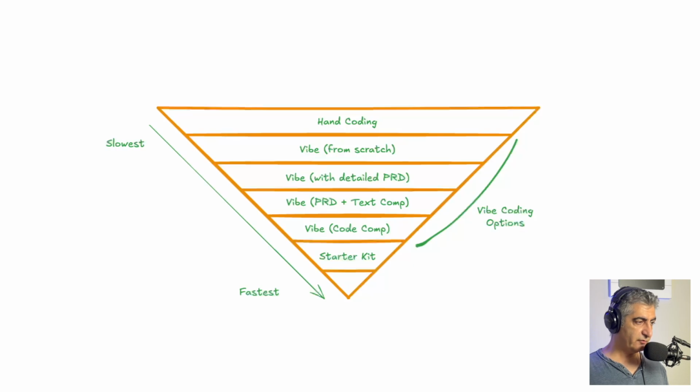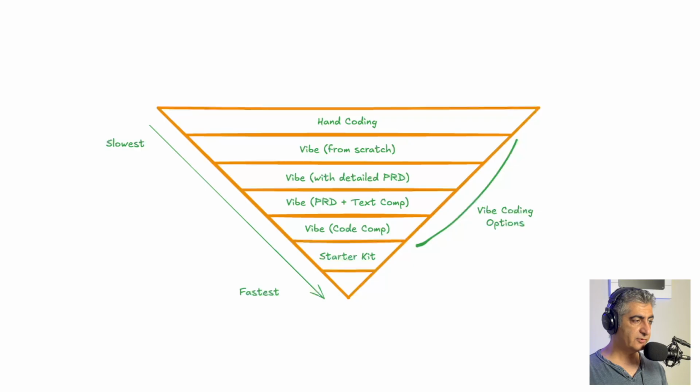Going even one level further is if you actually have real code, functioning code that is designed as a companion. It could be a piece of code that is an example from another project or something like that. If you feed that in and say, hey, I want to build this payment integration, and here's an example from another project of my payment integration, now your vibe coding tool can go in and basically copy that code and port it over and maybe customize it based on your PRD or whatever.